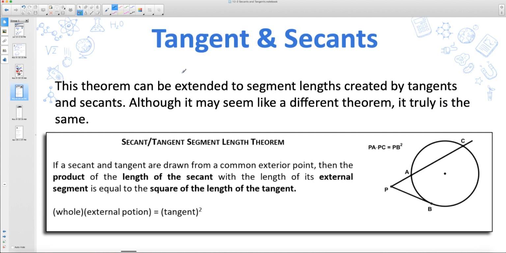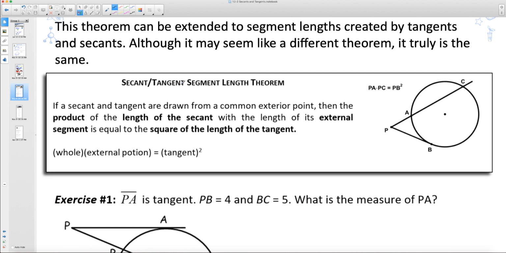Okay, last one is when we have a tangent and a secant. So we just did tangent, tangent, then we did secant, secant. Now we're going to look at tangent, secant. So the rule for that is if you have a secant and tangent drawn to the same external point, then the product of the length of the secant with the length of its external portion is equal to the square of the length of the tangent.